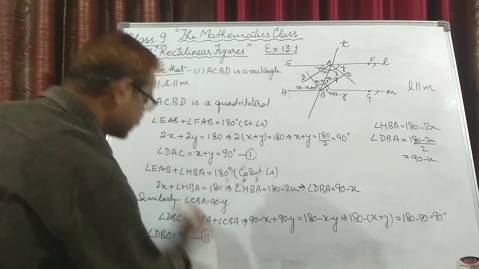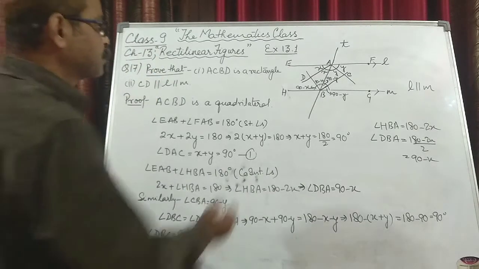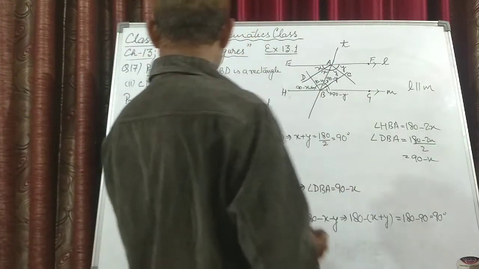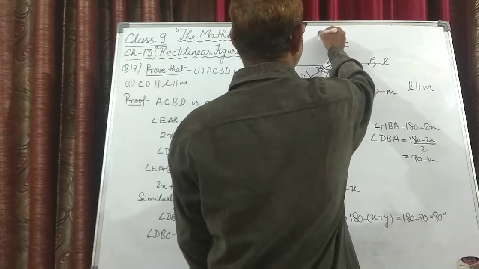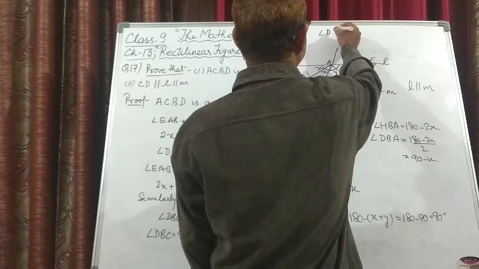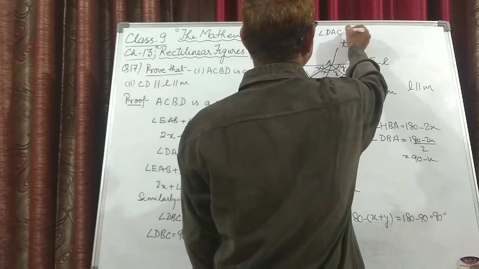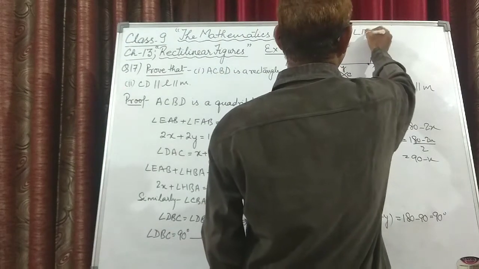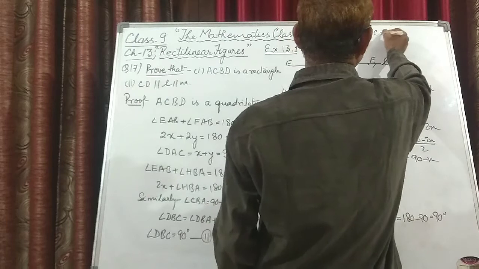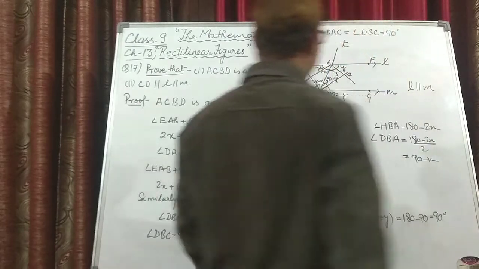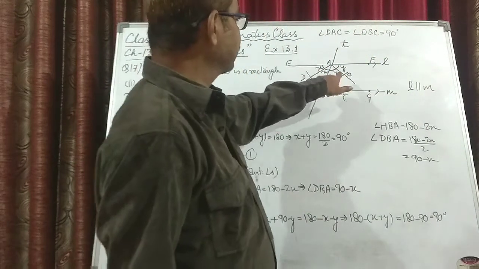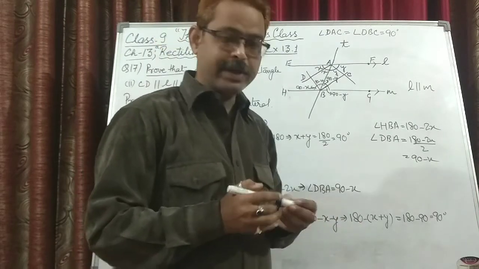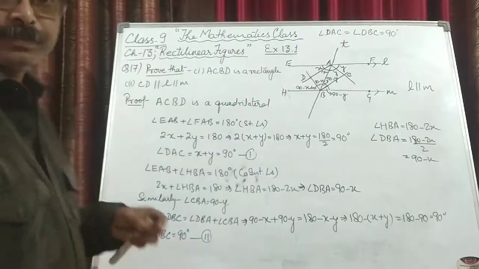This is the second part. We have proved this angle. I am writing it somewhere else because I will be rubbing it. We have proved angle DAC is equal to angle DBC is equal to 90. Now what is left? We are left with proving that angle D and angle C are also 90 degrees. So we'll be doing that.